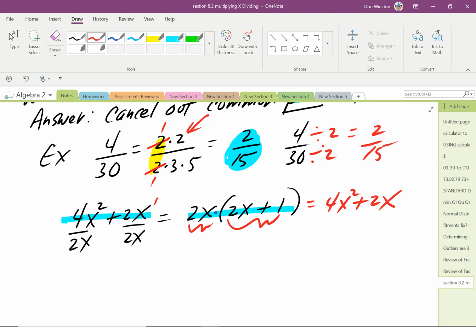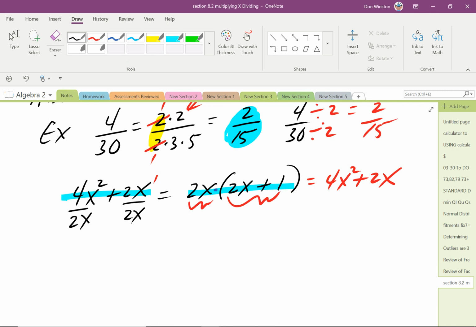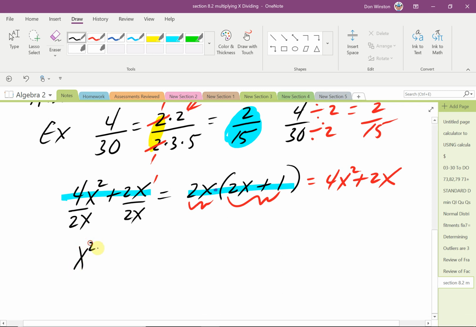Very, very important. All right, and then likewise, let's say here if I wanted to factor x squared minus x minus 6. And so again, we have to find the prime factors. And so factors of negative 6 that add up to negative 1, and that would be a negative 3 and a positive 2.